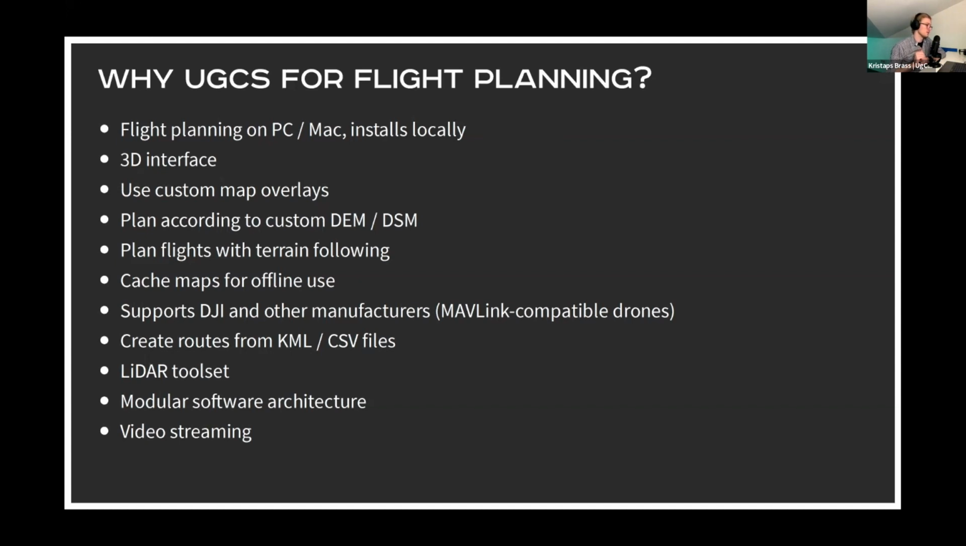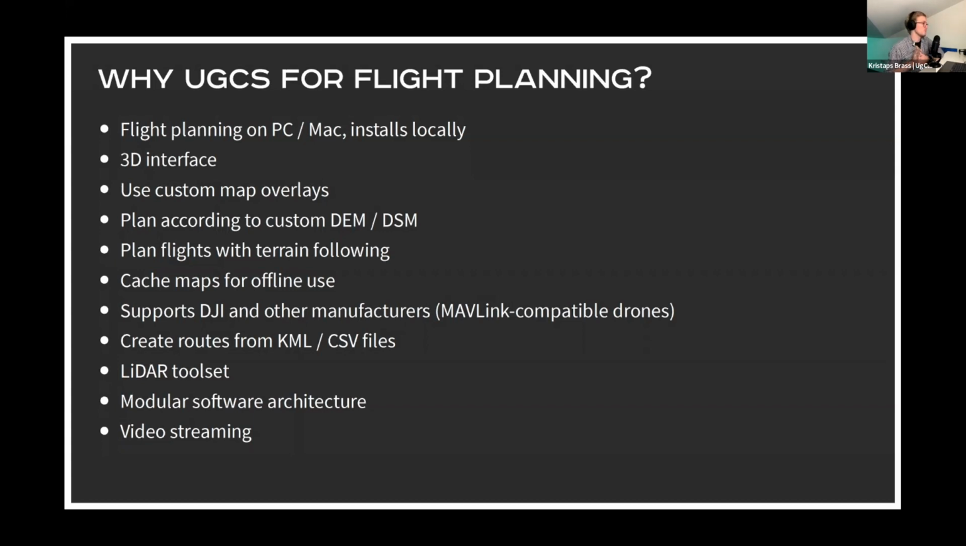What's also good is that you can create routes from KML or CSV files. We have a specific tool set for flying with LiDAR instruments. This is available in UgCS Expert and Enterprise licenses, as well as the software architecture in the Enterprise license. It's modular. So this means that you are able to deploy the main server running, for example, in the cloud, like I think the guys from Proofminder will also explain about how they are doing this, as well as you have the ability to stream video when you are using UgCS.